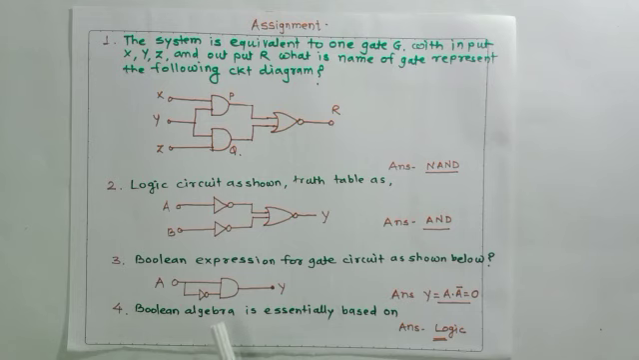The fourth question: Boolean algebra is essentially based on, and then you can write your answer. It will be logic. So this is the chapter on logic gates. With more practice, your doubts will be clear. Thank you.